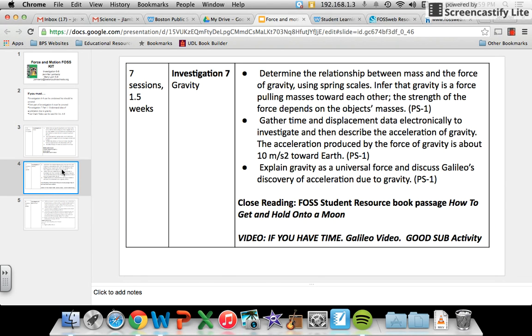Moving on to investigation 7, gravity. So here you have a close reading lesson. This is a really good way to connect to the Common Core literacy standards. So there's a close reading lesson.